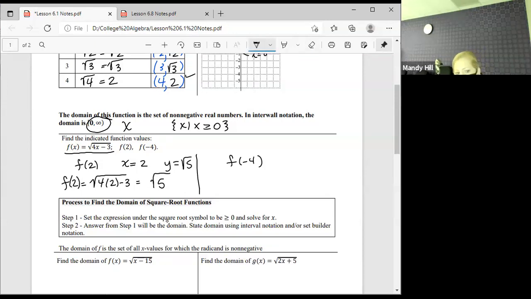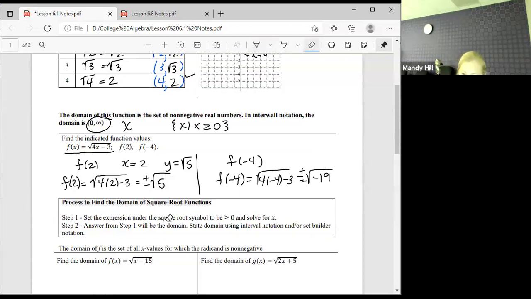Okay, and whenever I plug in a negative 4, this is not talking about the graph though, so this could be our plus or minus, right? When I plug in a negative 4, f of negative 4 is equal to 4 times negative 4 minus 3. Well, 4 times negative 4 is negative 16, and negative 16 minus 3 is negative 19.